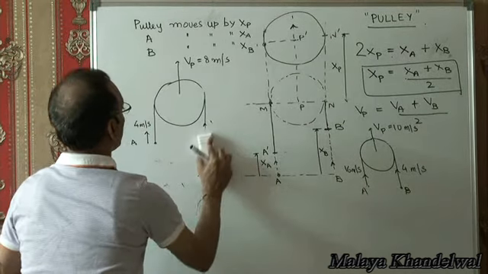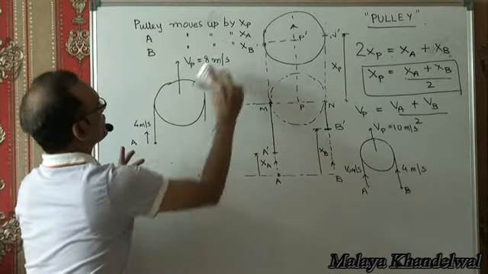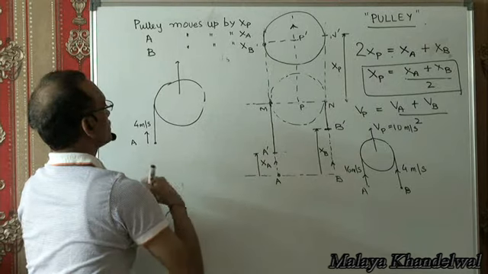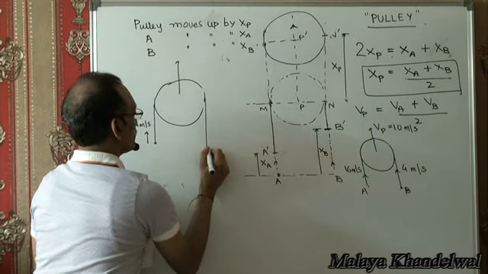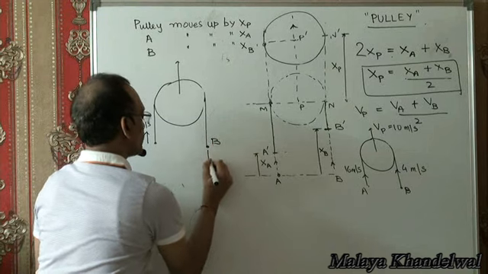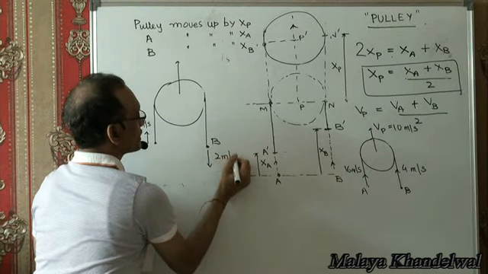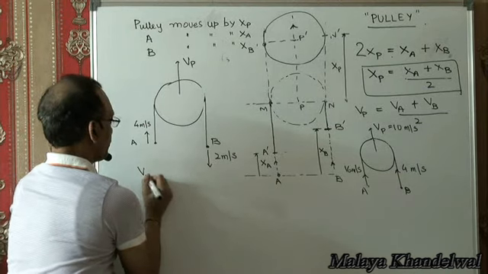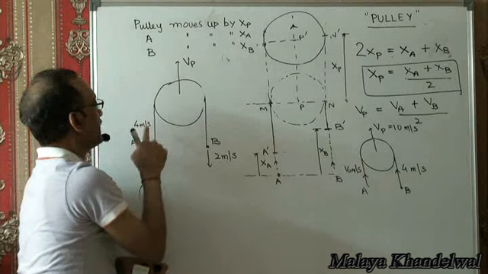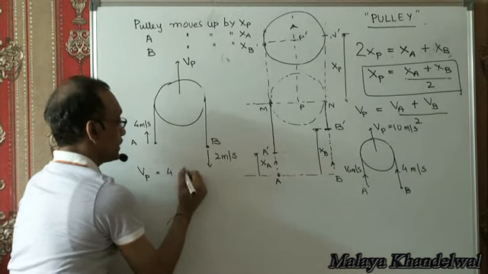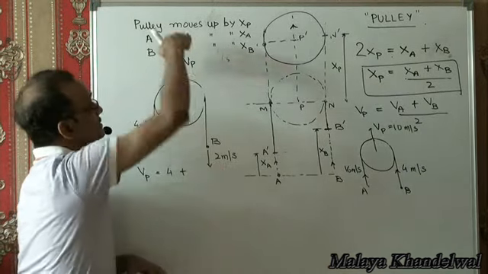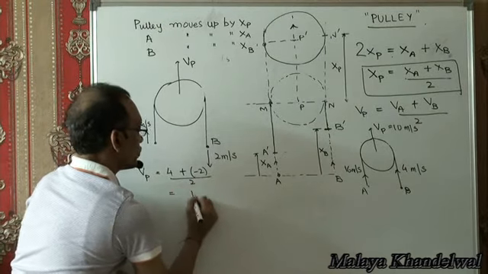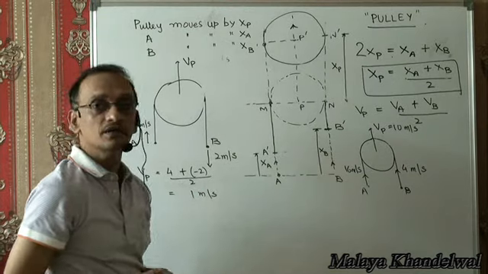In fact, suppose I had A moving up with a velocity of 4 meters per second and B moving down with a velocity of 2 meters per second, and I want to find the velocity of the pulley. The velocity of the pulley then is going to be in the direction of Vp, everything positive, Va, which is 4. Vb, now I'll choose as minus 2 because it's opposite to the direction of Vp, minus 2 by 2. That makes it 1 meter per second. Yes or no?